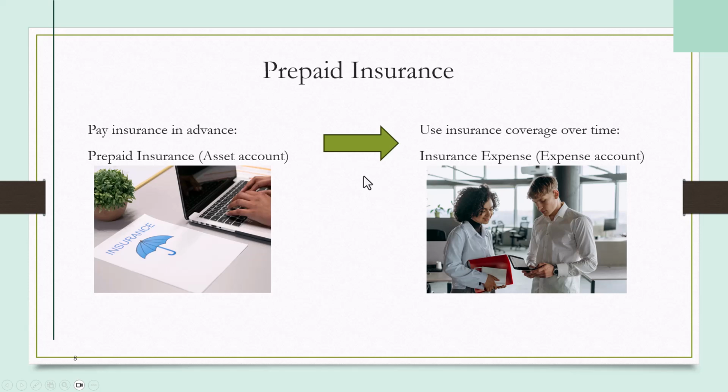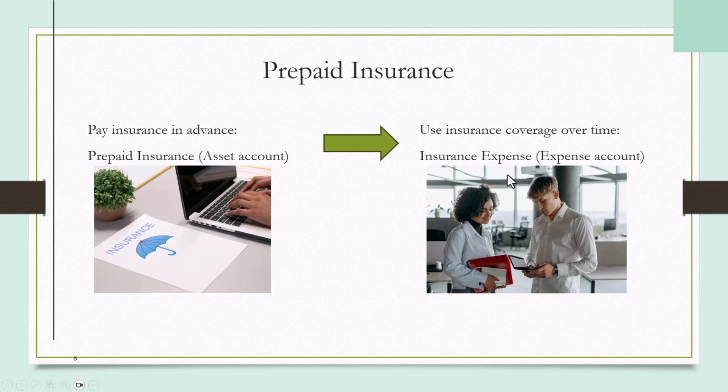Okay, let's look at a prepaid insurance example. When a company first prepays insurance, if they're paying for insurance in advance, it would go in the prepaid insurance account to represent that this is an asset. It's a resource for the company. They'll have that insurance coverage over time as they have that policy in place.